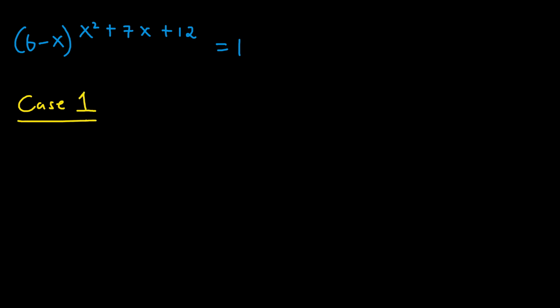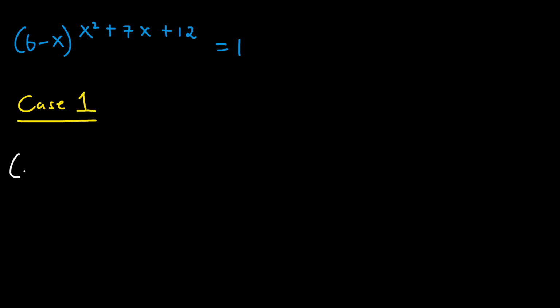In this video, we shall solve the exponential equation (6 minus x) raised to the power of x squared plus 7x plus 12, and this is equal to 1. Now we shall solve this using three cases. Let's look at the first case, case 1.